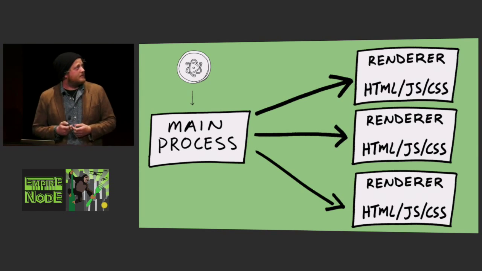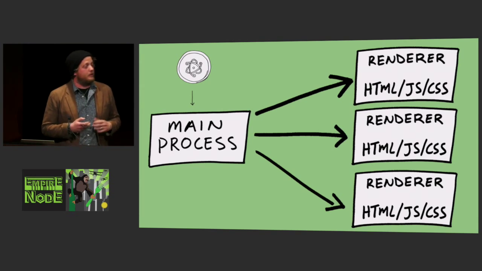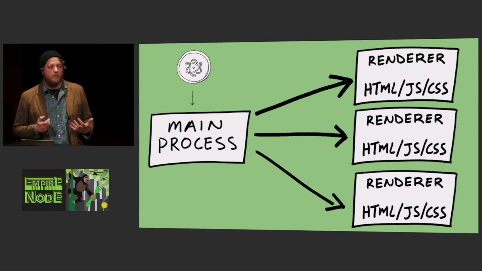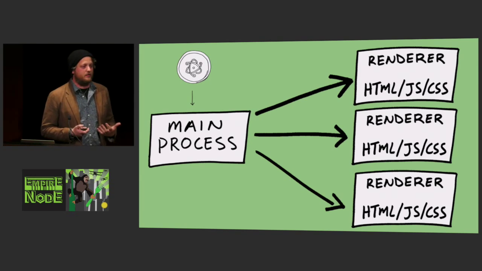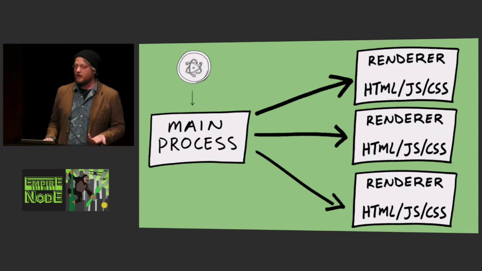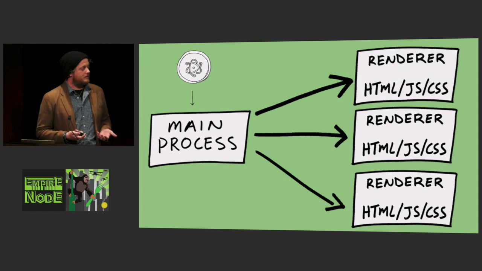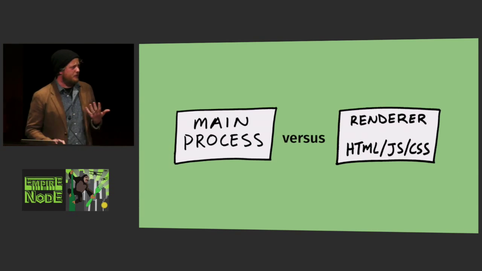And a main process can actually open up multiple renderer processes, right? And what's really cool is it uses Chrome's multi-process architecture. So each one is running its own thread, which means you don't necessarily have to even display a window per se. You can hide the window and use it as a thread pool if that's what you're interested in doing. So what's the difference between these two?